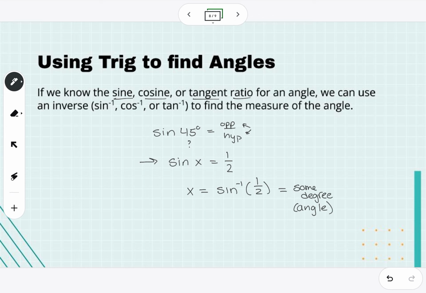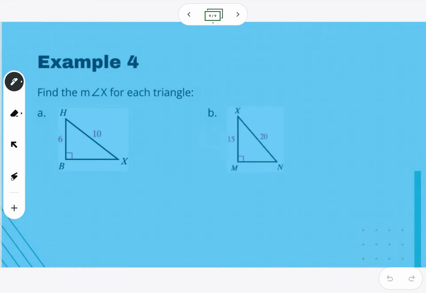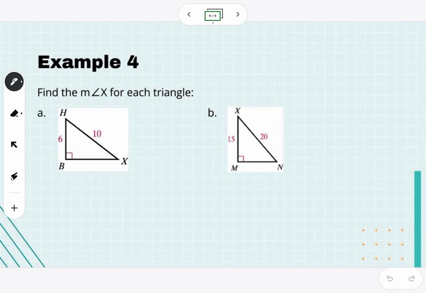So we're going to do one example, and then, like I said, we can spend some time on this next Monday. We will sort out anything we need to sort out. So for example, maybe you're trying to find a missing angle, like angle X. You would first need to think, okay, for this particular angle, what two sides do I know? Well, 6 would be your opposite side. 10 would be your hypotenuse. Okay, so which trig ratio deals with opposite and hypotenuse?